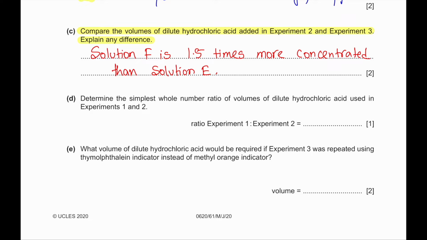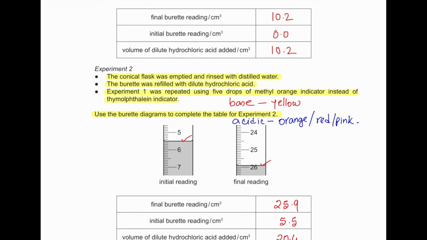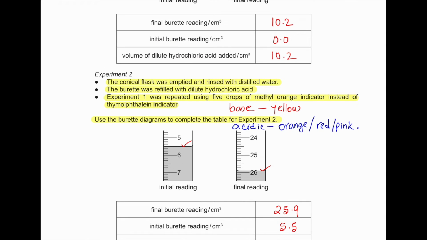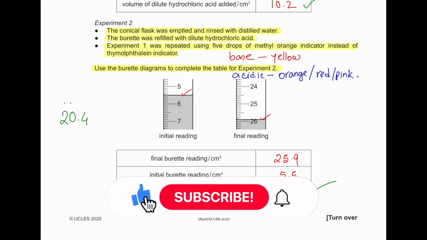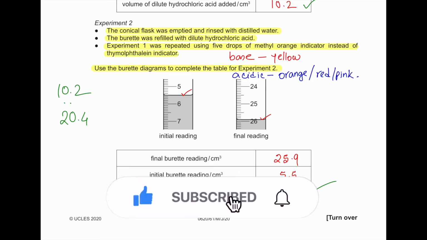Part D. Determine the simplest whole number ratio of volumes of dilute hydrochloric acid used in experiment 1 and 2. Ratio experiment 1 is to experiment 2. 1 is to 2. As we can see, the volume of hydrochloric acid used is 10.2 for experiment 1 and 20.4 for experiment 2. So if we ratio 10.2 to 20.4, it is going to be 1 is to 2.